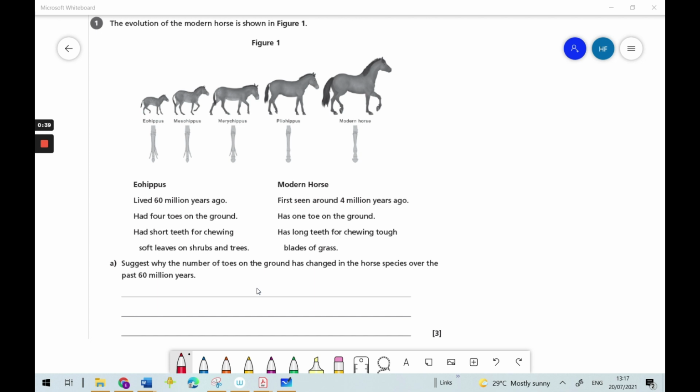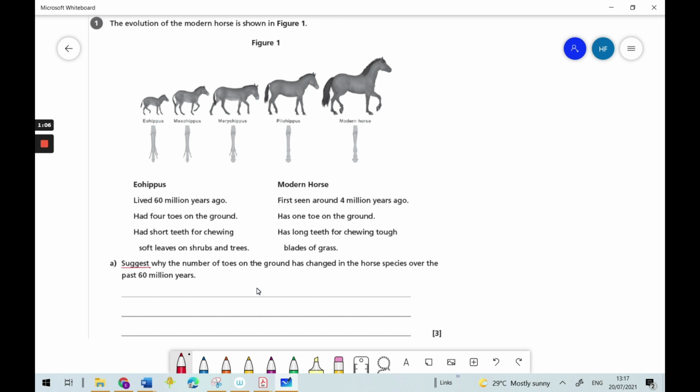So let's start by looking at the command word in the question. And the command word here is the word suggest. So this is an application question. You might not have actually learnt about the evolution of a horse, and you might not have ever heard of an Eohippus. But don't worry, because this question is actually assessing your ability to apply your knowledge and understanding of evolution. So what important information does the question give us?